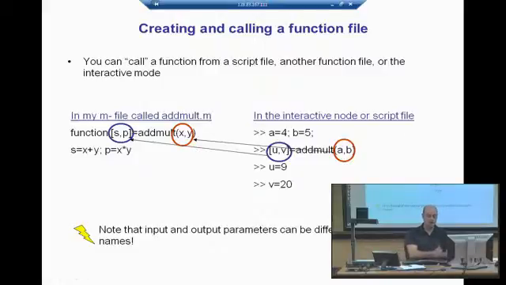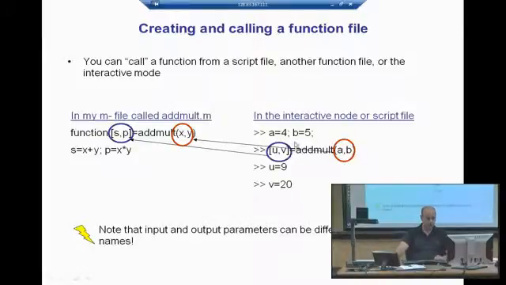I defined A and B as 4 and 5. It knows that, and it knows that the first argument there corresponds to X inside the function file. It knows the second one, B, must correspond to Y. Then, using X and Y, it calculates S and P. Then when it comes back over here, S is the first output, which is now U in the interactive mode, and P is the second output, which is V in the interactive mode.